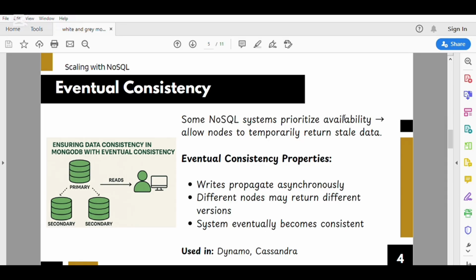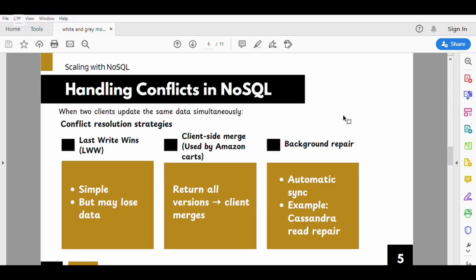So let's go to the next topic, handling conflicts in NoSQL. When two clients update the data at the same time, NoSQL uses several conflict resolution strategies. These include last write wins, which is simple but may cause data loss. The next is client-side merge, where all versions are returned and the client resolves them, like the Amazon cart. And the last one is background repair, such as Cassandra repair, which automatically synchronizes data.